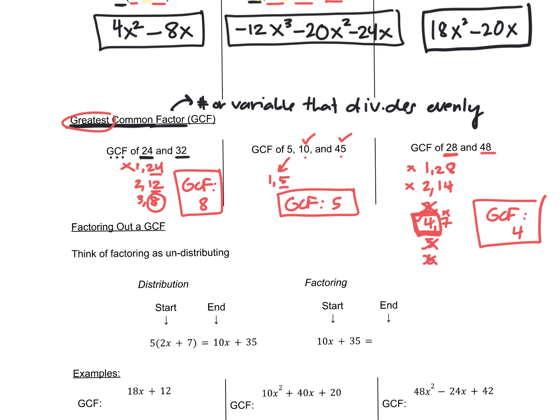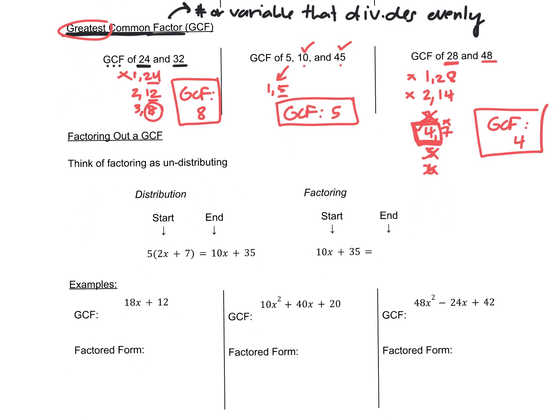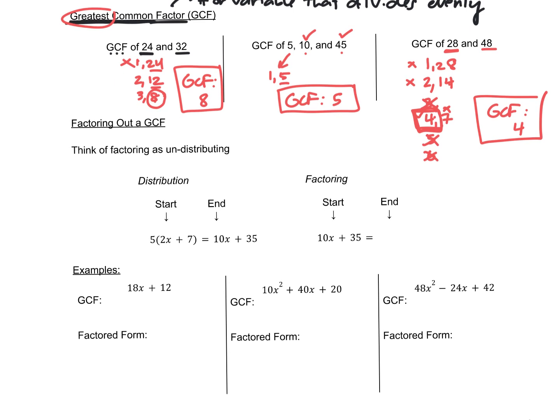Okay, our next section is going to build on the GCF. And this is how we factor out a GCF. So essentially factoring out a GCF is kind of like doing distribution in reverse. We can think of it as undistributing. So distribution, this is an example like we did in the very beginning, is when we have a number outside the parentheses, we multiply that number to the terms inside the parentheses, and we get our final answer.